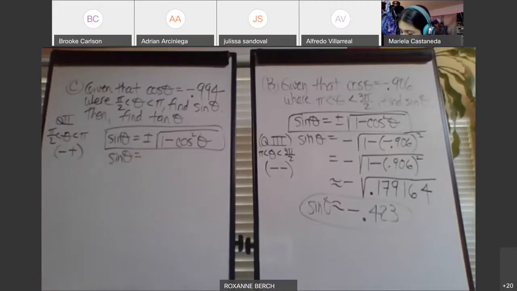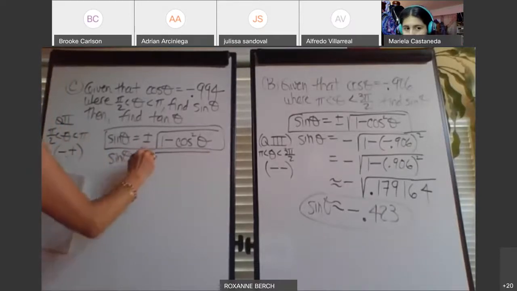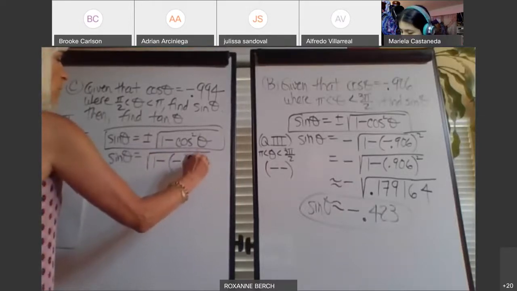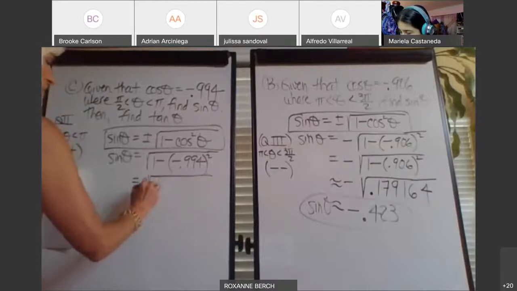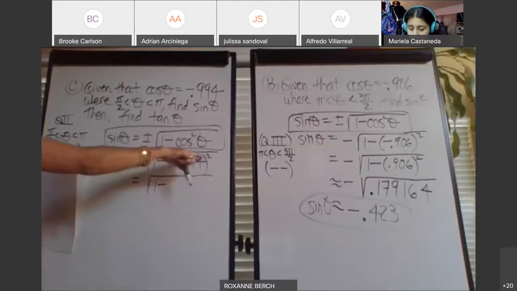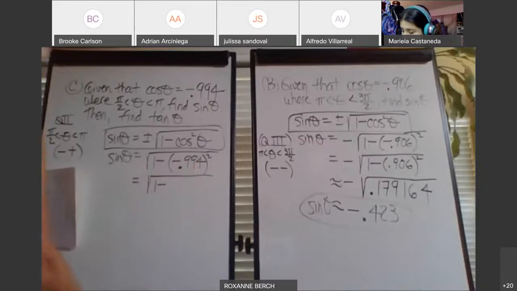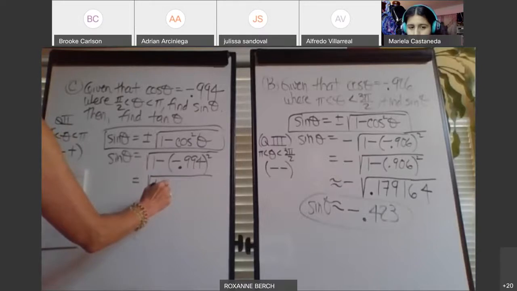And we can do this now if you want. Sine is positive in the second quadrant, so this is positive. And we have 1 minus a negative 0.994 quantity squared. It looks almost exactly the same. So this is going to be 1 minus, and a negative quantity squared is positive, so we have to square 0.994. Can you give me that number, please? 0.056.